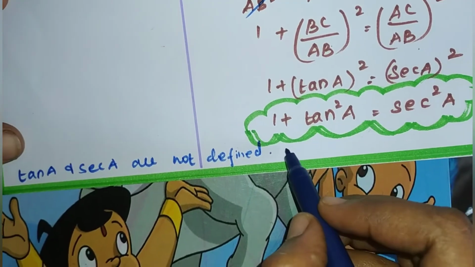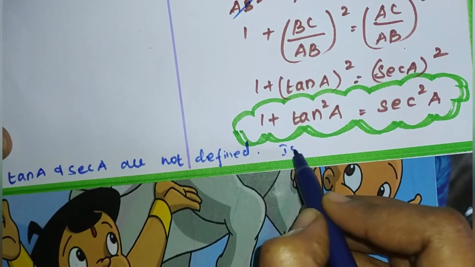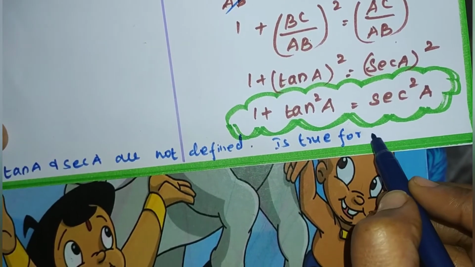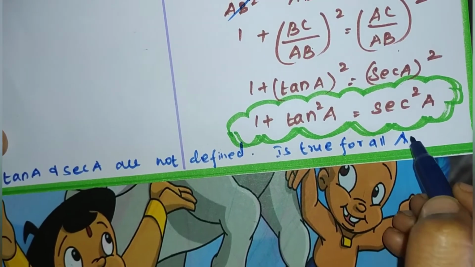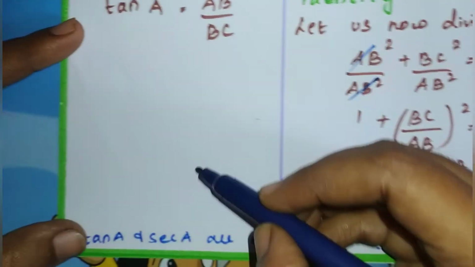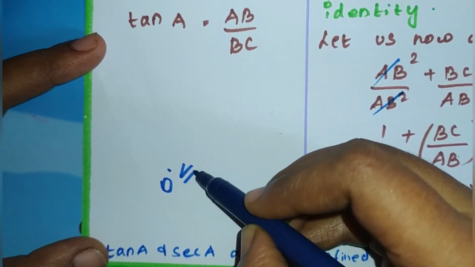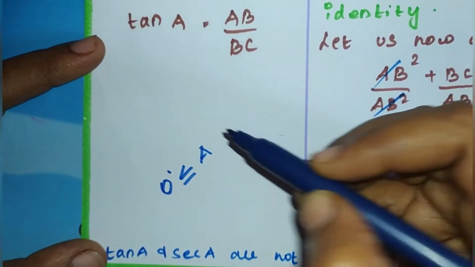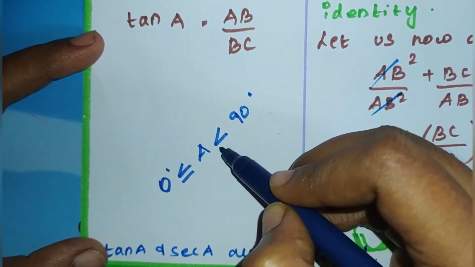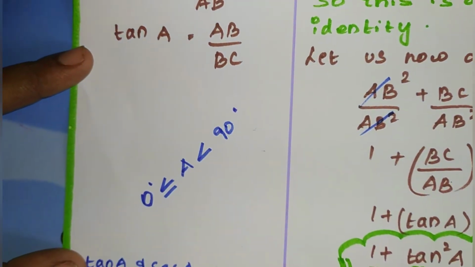So this trigonometric identity is true for all A, where I write here 0, it includes 0 degree. So 0 less than or equal to A less than 90 degree, not less than or equal to. It should not include 90 degree.